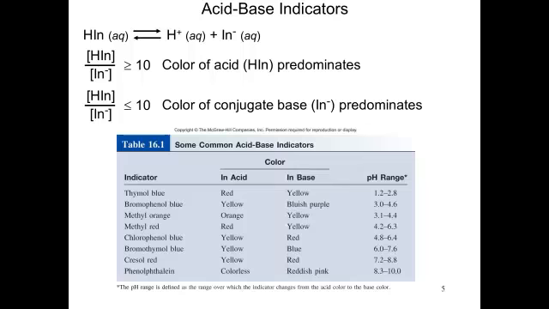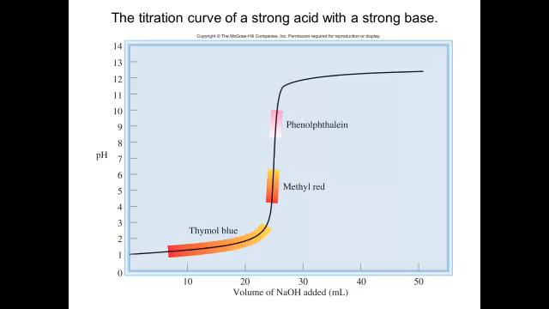Here are some common acid-base indicators. You can notice the color changes and also the pH range that they indicate. Here's a titration curve of a strong acid with a strong base. Notice that the equivalence point can be determined either with methyl red or phenolphthalein. We're looking for the part of the curve that is almost vertical.